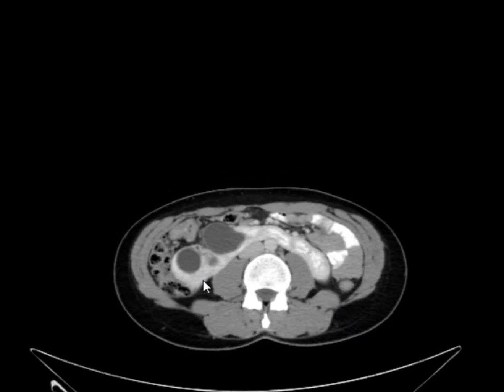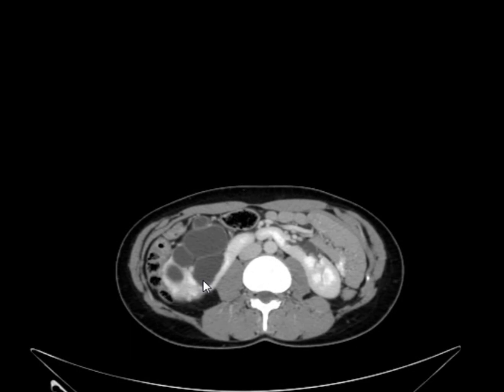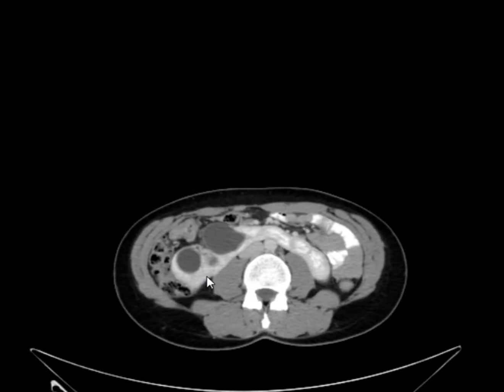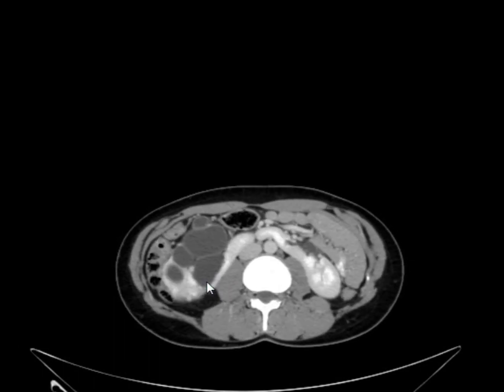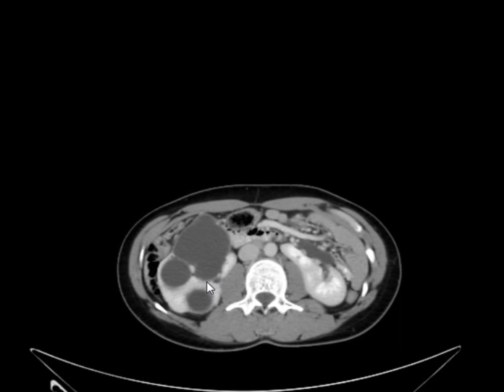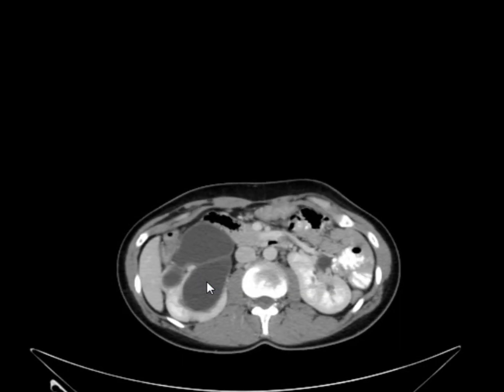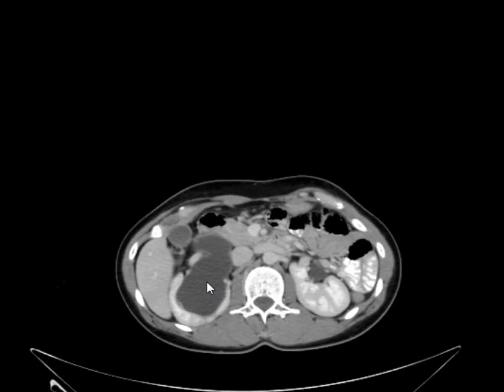Hydroureter. Focus here. What's going on? Come on. Connected, yes. Horseshoe kidney with dilated left, right, sorry, pelvicalyceal system. Why would it be dilated in a horseshoe kidney? Obstruction. Due to what?